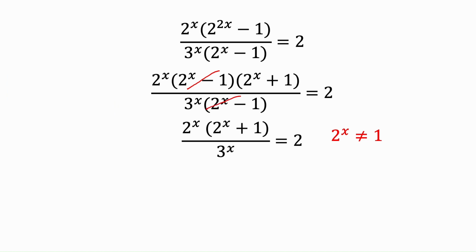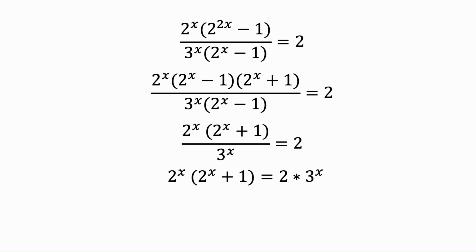But we should notice that in the denominator we shouldn't have 0. So we should notice that 2 to the power x shouldn't be equal to 1. And when 2 to the power x equals 1, x equals 0, so x shouldn't be equal to 0. So 0 is not our answer. We should be careful about that.